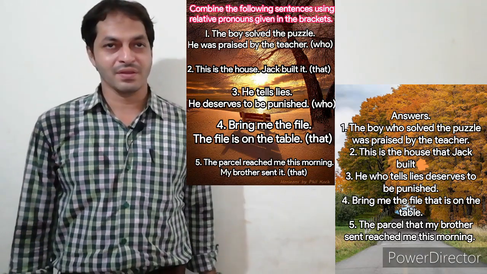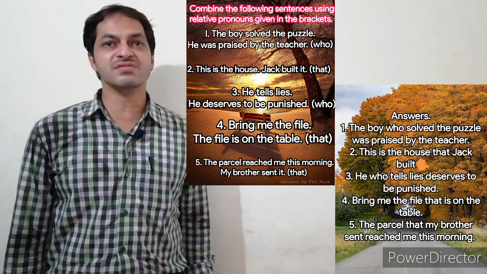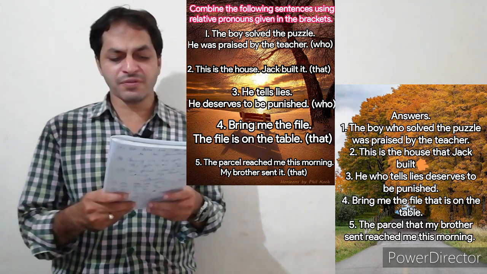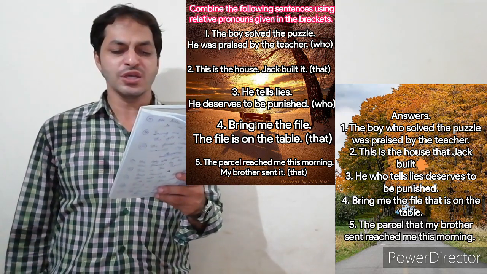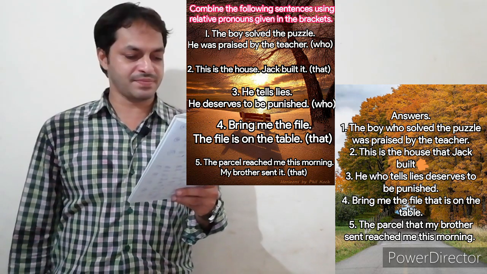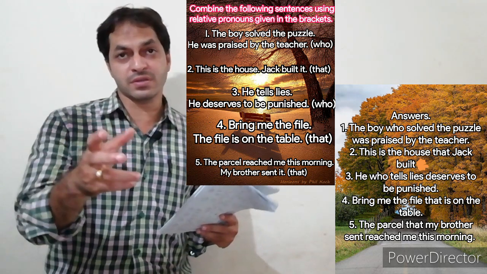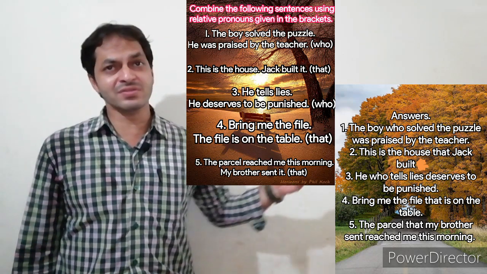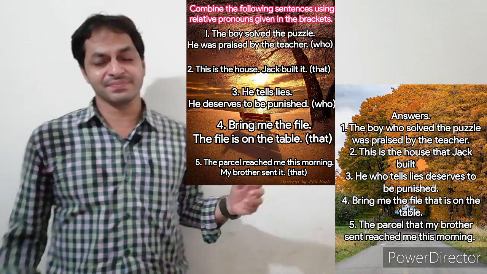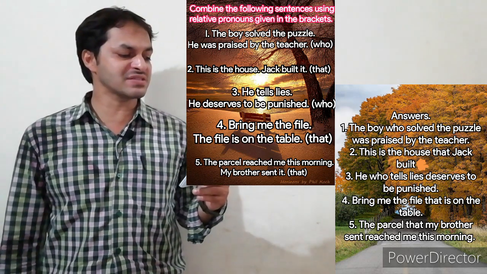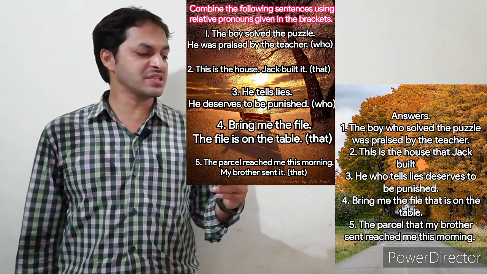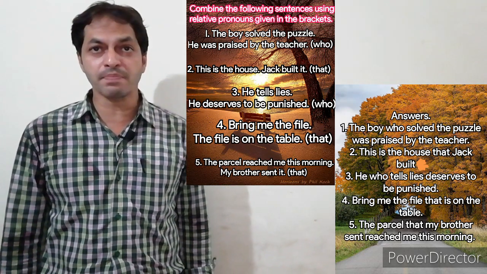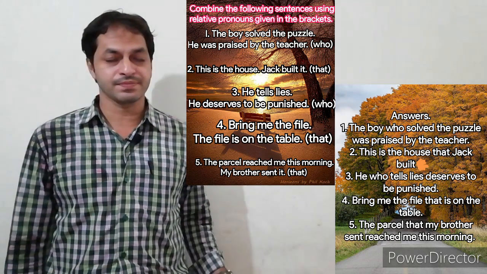Dear students, now I shall hold an exercise for you. Combine the following pairs of sentences using relative pronouns. Remember dear students, we have to place relative pronouns after antecedent. First one, the boy solved the puzzle. He was praised by the teacher. Who? The answer is the boy who solved the puzzle was praised by the teacher.